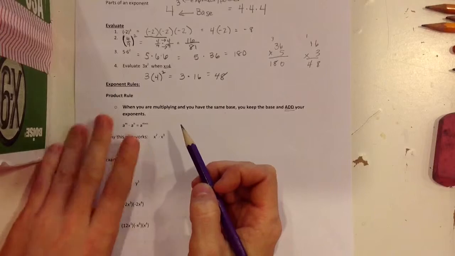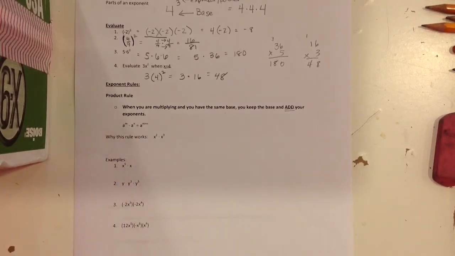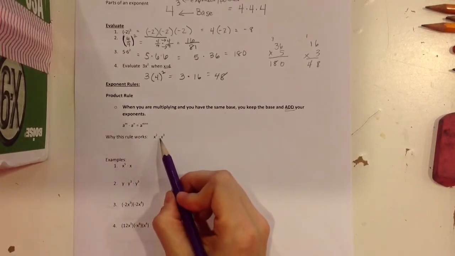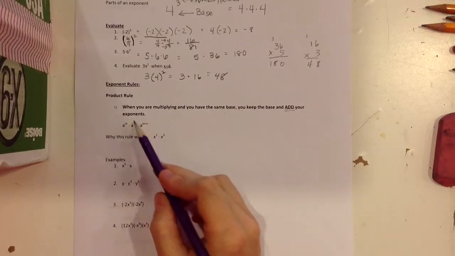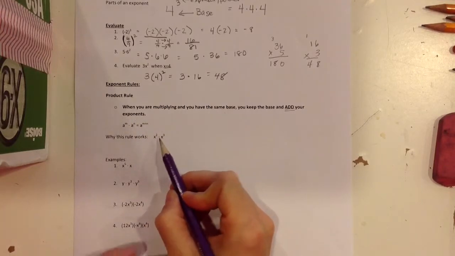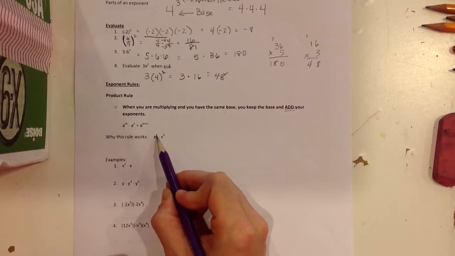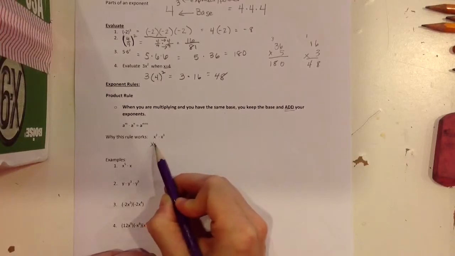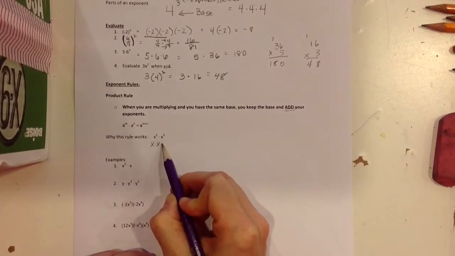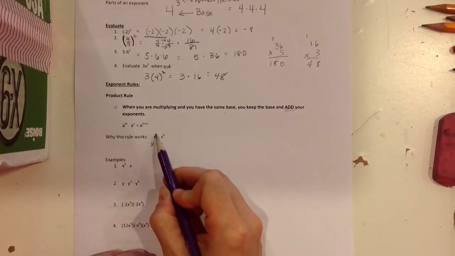So why does this rule work? Well, I'm going to show you why this rule works, and then we're going to show you how to use it with the product rule. So why this rule works? Well, what is an exponent? What does that 2 mean? Well, that means I have x times x, right? So that means x squared is the same thing as x times x.